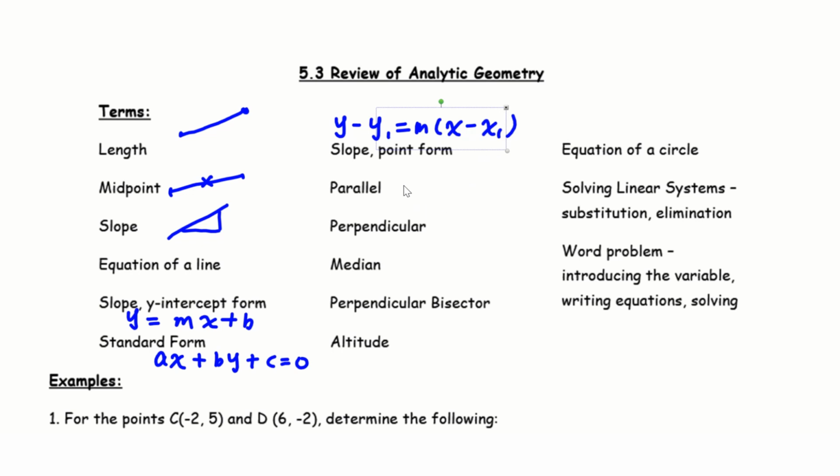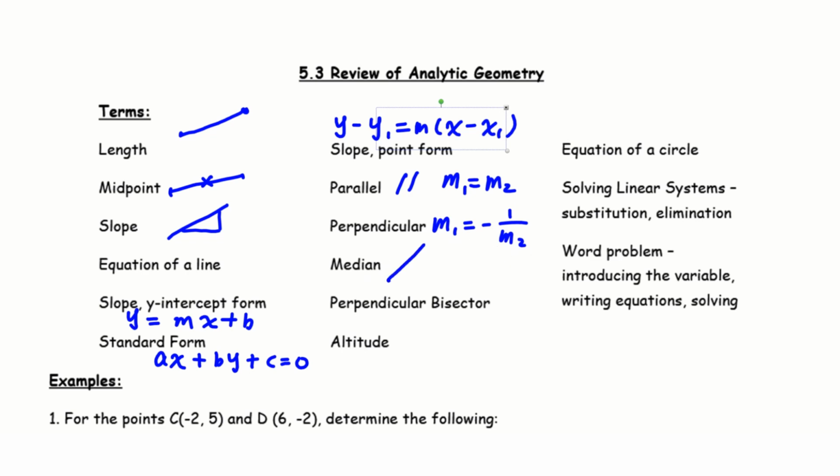Then parallel means the slopes of the two lines are equal, then they are parallel, and perpendicular is a negative reciprocal, so it's negative, then flip the slope, then the two lines will be perpendicular.